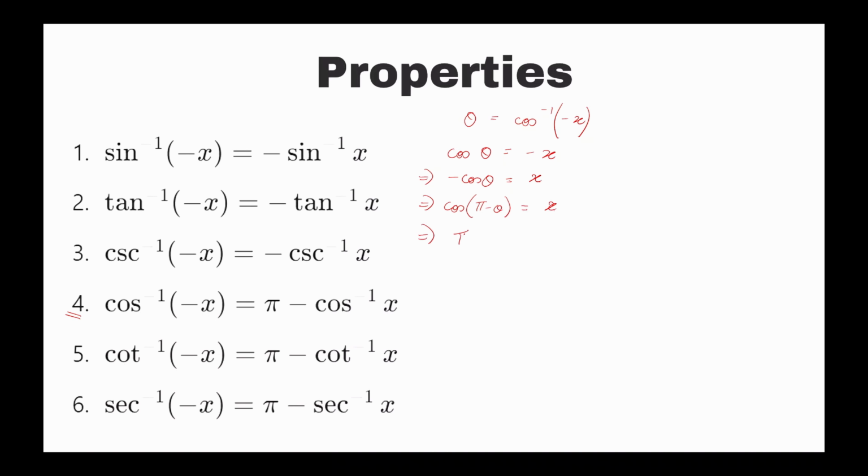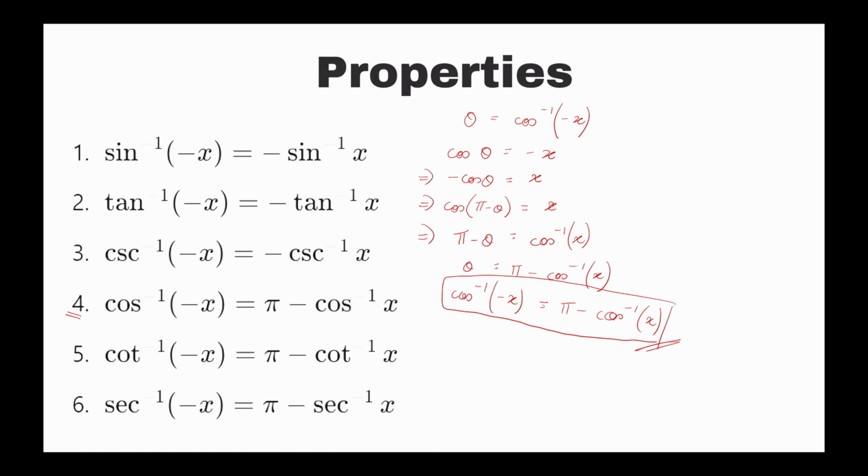So from here, what do I get? Pi minus theta is equal to cos inverse of x. From here, I get my theta as pi minus cos inverse x. So I hope you've understood this. Now, simply if I replace my theta with cos inverse of minus x, so this would become cos inverse of minus x is equal to pi minus cos inverse x. So this is how we've gotten this. So this was the proof of any one of these.